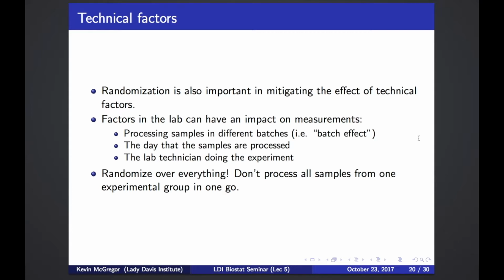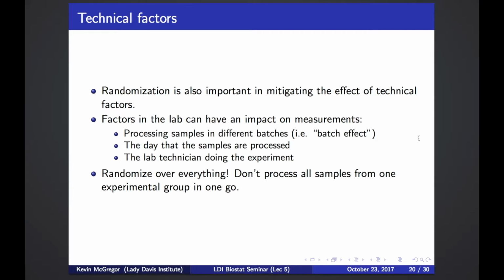You can see effects for things like the day that the samples were processed. If you did a whole bunch of samples on a Tuesday and then a bunch of samples on a Friday, sometimes you can see a slightly different mean between those two days. Even the lab technician doing the experiment can have an effect on your results. Maybe one day you have person A running the experiment, and on another day person B, who happens to be a little bit hungover that day, so they don't do a very good job.